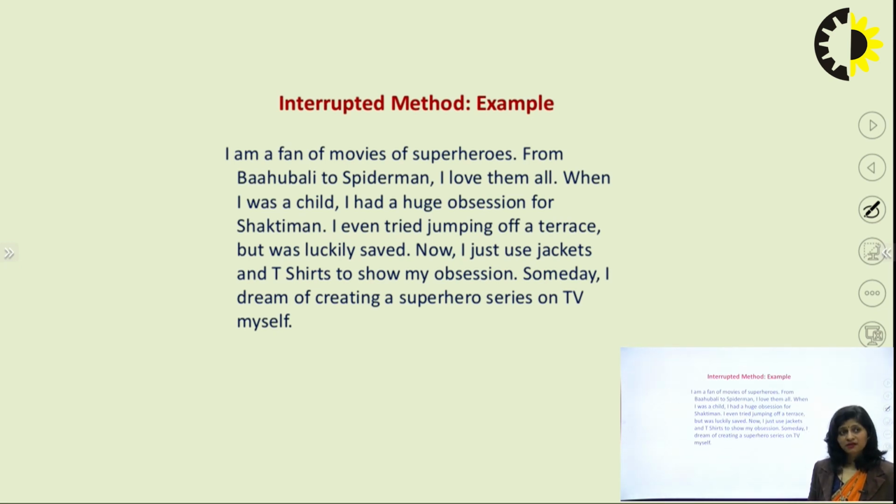If you see in this paragraph, first I start from the present tense, that I am a fan of superheroes, I love them all. Then I went to the past, when I was a child, I had a huge obsession for Shaktiman. I even tried jumping off a terrace, but luckily was saved. Now I'm again coming to the present: now I just use jackets and t-shirts to show my obsession. Then the future: someday I dream of creating a superhero series on TV myself. So here I break the strict chronology. There's an interruption in the flow of thoughts, and that is why it is called the interrupted method.